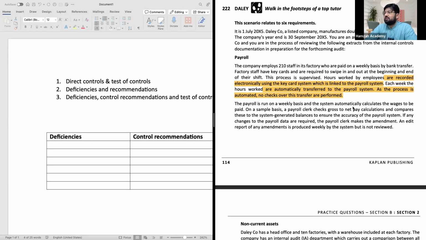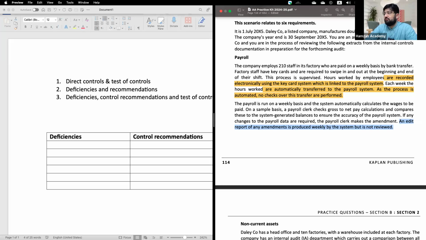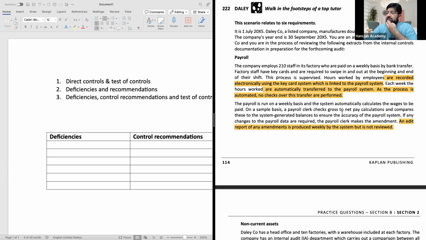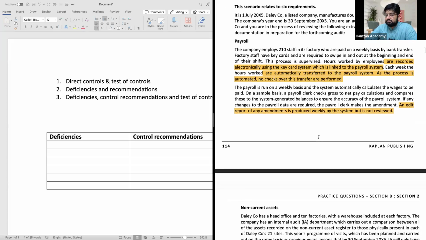The payroll is run on a weekly basis. The system automatically calculates the wages to be paid. On a sample basis, a payroll clerk checks gross to net pay calculation and compares these to system generated balances to ensure the accuracy of the payroll system. If any changes to payroll are required, the payroll clerk makes amendments and an audit report is generated but not reviewed. What is the audit report? Whatever the clerk is editing, the report is generated weekly, but no one reviews that report. That is a deficiency.